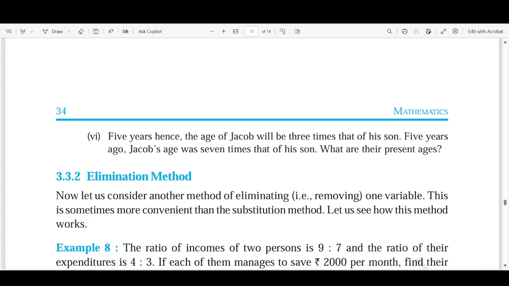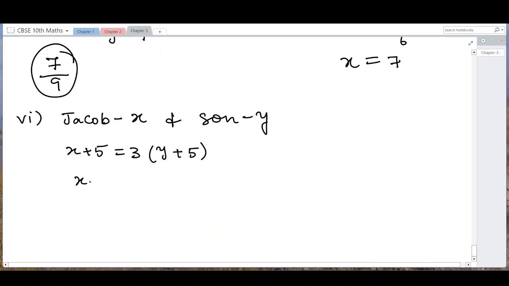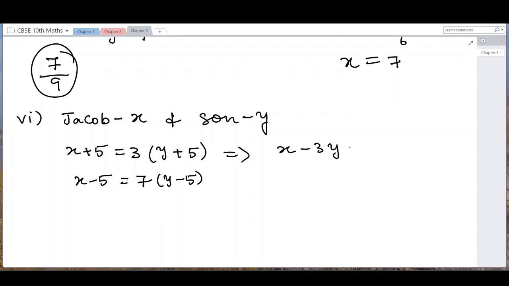And the second condition is 5 years ago, Jacob's age was 7 times that of his son. So x minus 5 equal to 7 times (y minus 5). So if you simplify this, you will get x minus 3y equal to 15 minus 5, that is 10. Similarly, x minus 7y equal to minus 35 plus 5, which will be minus 30. Clear? So now if you simplify these two equations, you will get the answer.